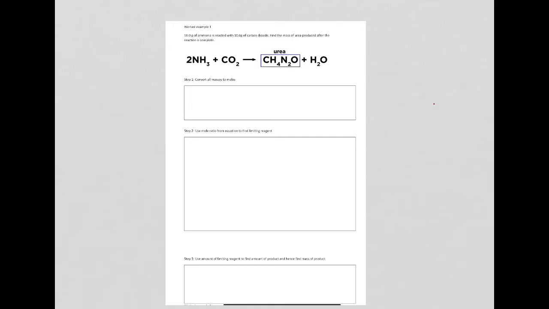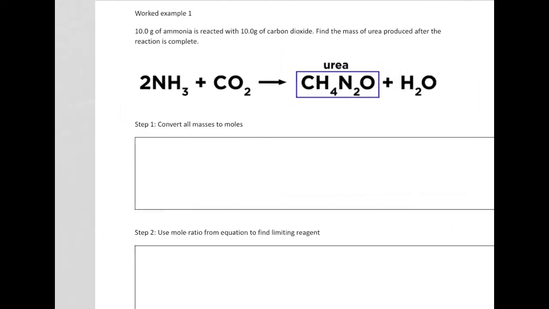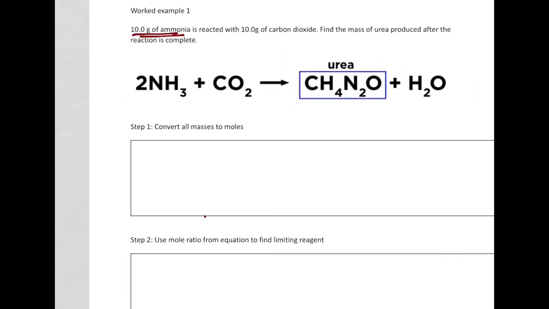Hi guys, so let's see these questions. These are on limiting reagents. So this is on page 6. So here you have 10 grams of ammonia reacting with 10 grams of carbon dioxide.